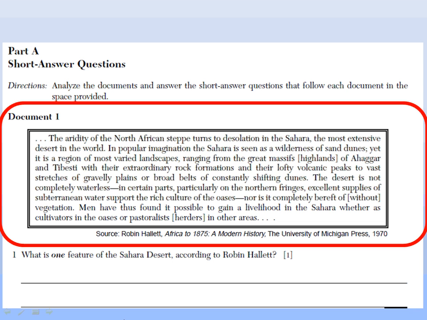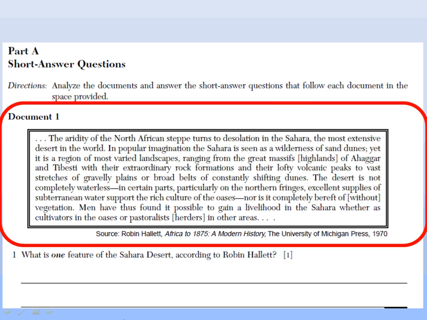The desert is not completely waterless. In certain parts, particularly on the northern fringes, excellent supplies of subterranean water support the rich culture of the oases. Nor is it completely bereft of, or without, vegetation. Men have thus found it possible to gain a livelihood in the Sahara, whether as cultivators of the oases or pastoralists or herders in other areas.